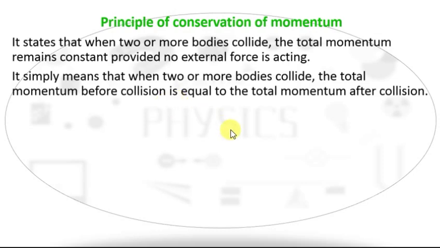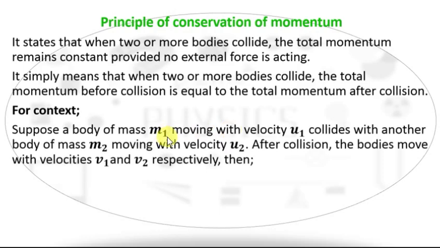If we want to understand it better, let me give you a scenario for context purposes. If we have a body whose mass is m1, and it is moving with the velocity u1, because it is body 1, it is moving with velocity 1. Then it collides with another body of mass m2, which is moving with velocity u2.